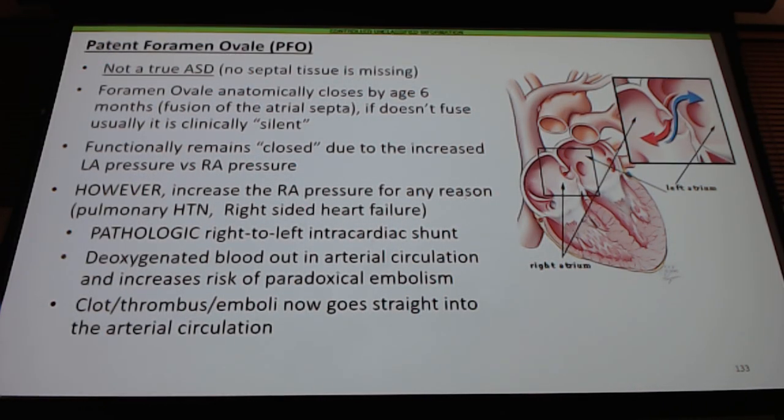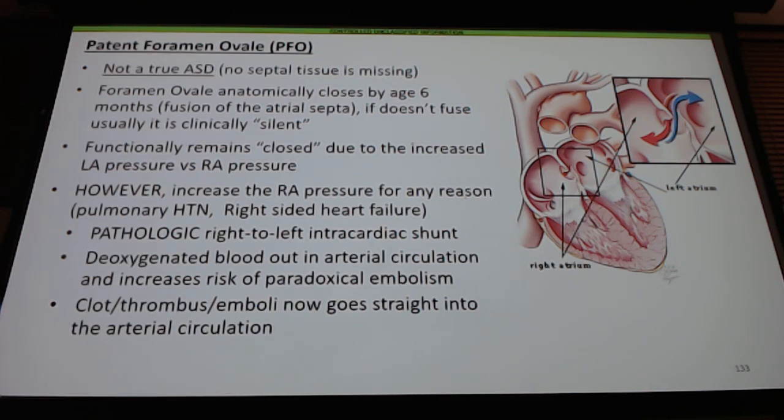Then we talked about the patent foramen ovale. So we talked about foramen ovale being a normal structure in utero. There's a purpose to it. However, it may cause problems if that flapper valve does not scar down and it remains open, freely movable. It may lead to problems down the road.